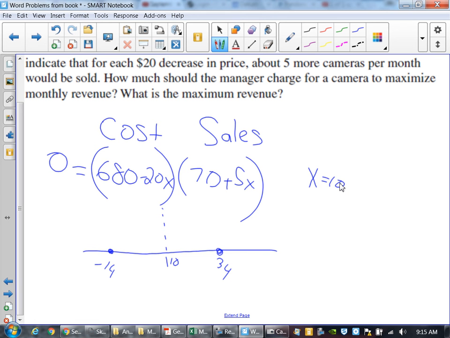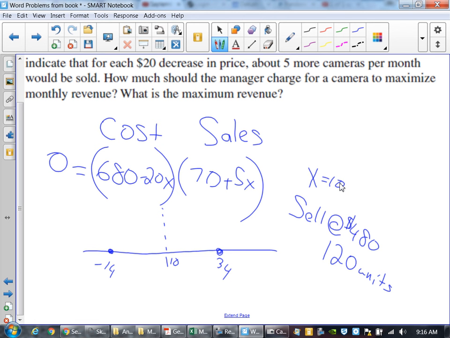And then, if I sell them at $480, how many will I sell? 120. I will sell 120 units at $480. That's the maximum sales I would get. That's how these things work.